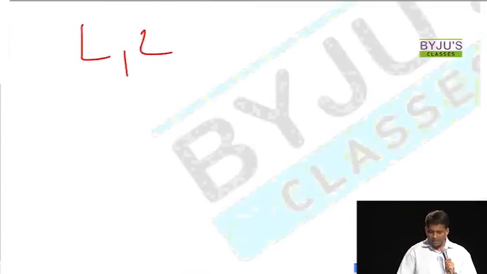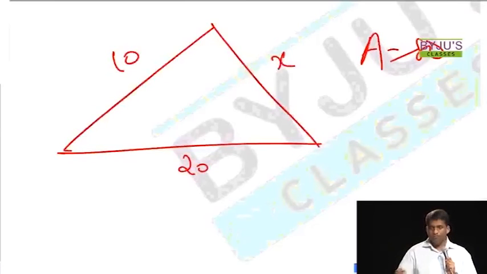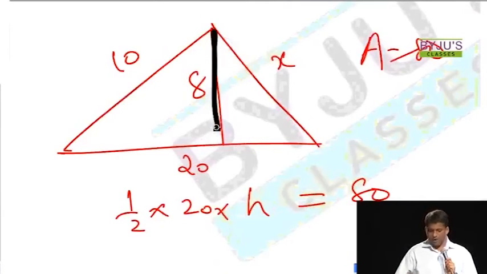So this length into length, equating with some other area, is another supposedly difficult question. Area of a triangle is 80. One side is given as 20, the other side is given as 10. Find the third side. It's about equating different methods of finding the area. In the diagram, half into 20 into h is 80. So h will be 8. H is equal to 8. This is an actual question, a better one, I'll say.